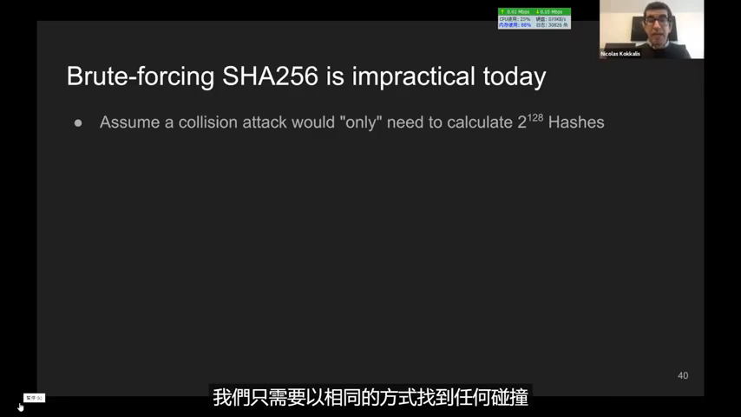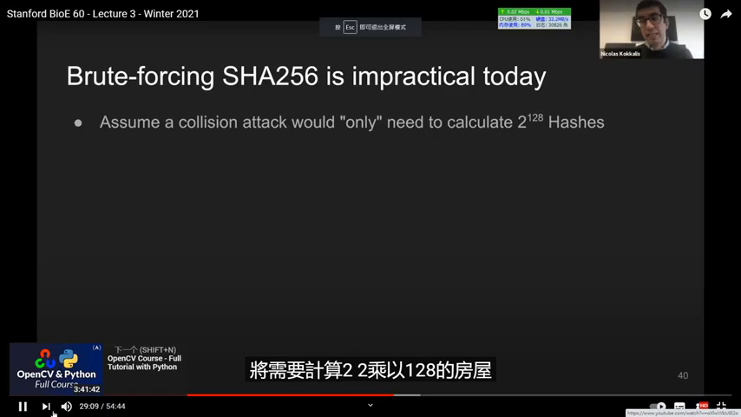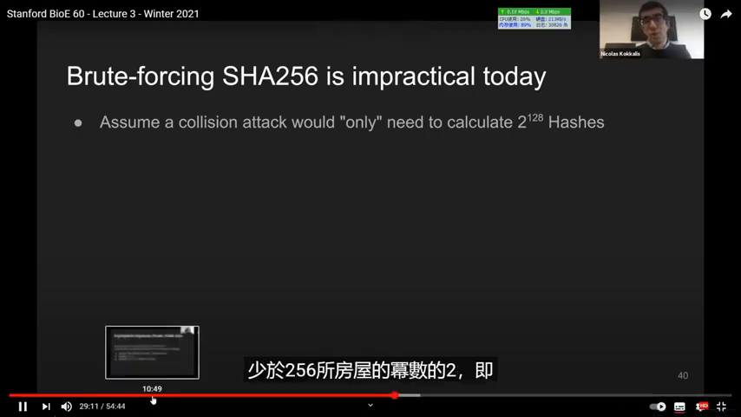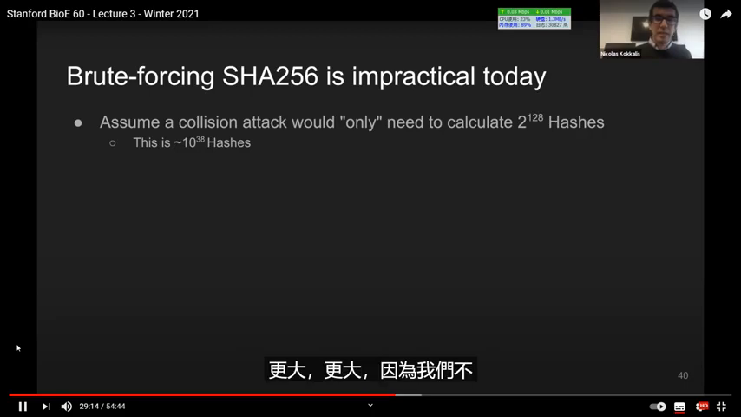A similar problem: you are in a classroom right here. What is the probability that two students have exactly the same birthday? This is an easier problem than asking what is the probability that someone else has the same birthday as me. So in this case, even though we have 256 bits, to attack the problem we would need to compute 2 to the power of 128 hashes, which is less than 2 to the power of 256 hashes, which would be much, much bigger.